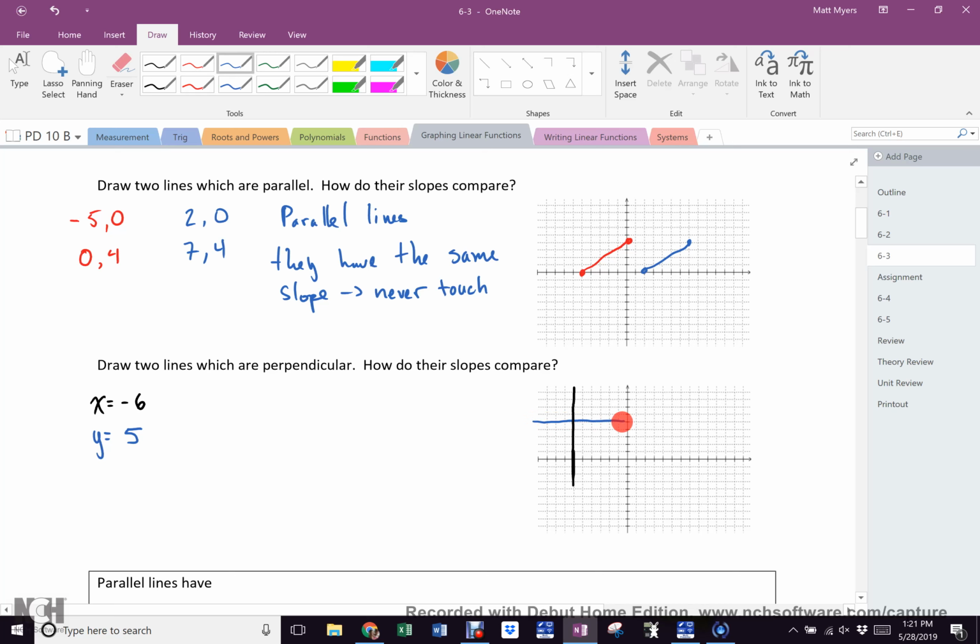Now, since the black line is vertical and the blue line is horizontal, what is the angle at which they meet? 90. So those are perpendicular to each other, yes? Now, the vertical slope is a rise over a run of 0, correct? Everyone agrees? Or undefined because it is infinite.